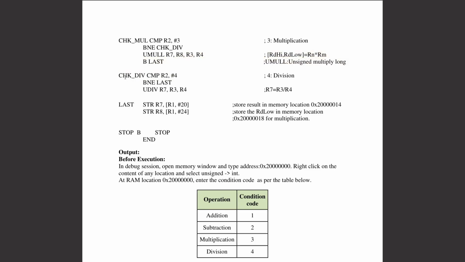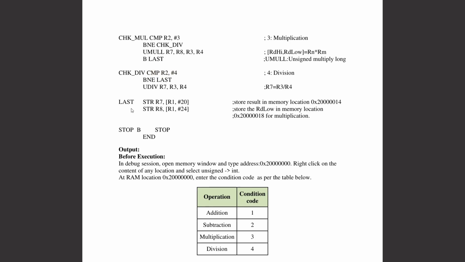Then we have the check division label. In this, we compare R2 with 4. If it results in not equal, we go to last. If not, we perform unsigned division, R7 equals R3 divided by R4. And then we have last.